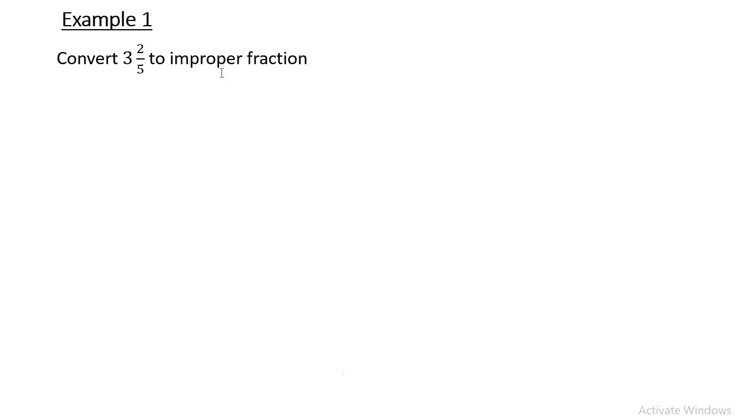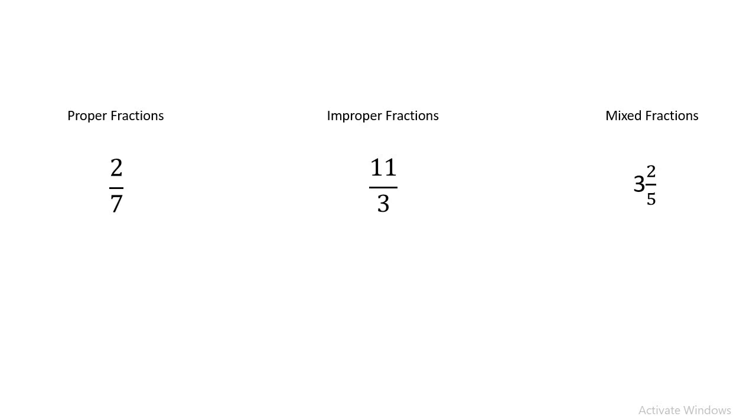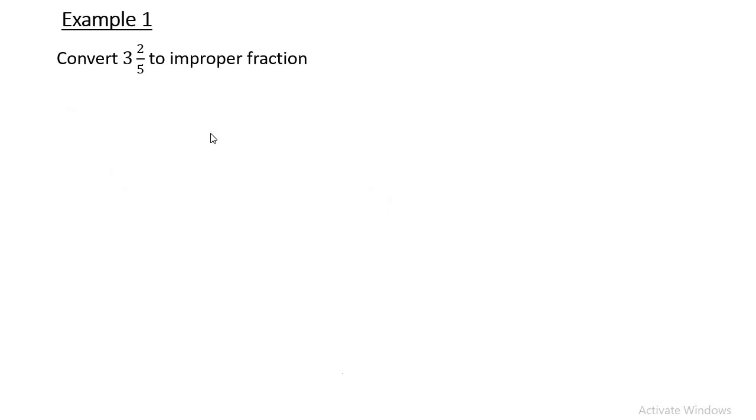Okay, so convert this mixed fraction into an improper one. We had this on the last slide. Let's write it down first: 3 and 2/5. The way you do this is, remember, the bottom number, the denominator, will always stay the same. So when you convert that to an improper fraction, this will stay as a 5.